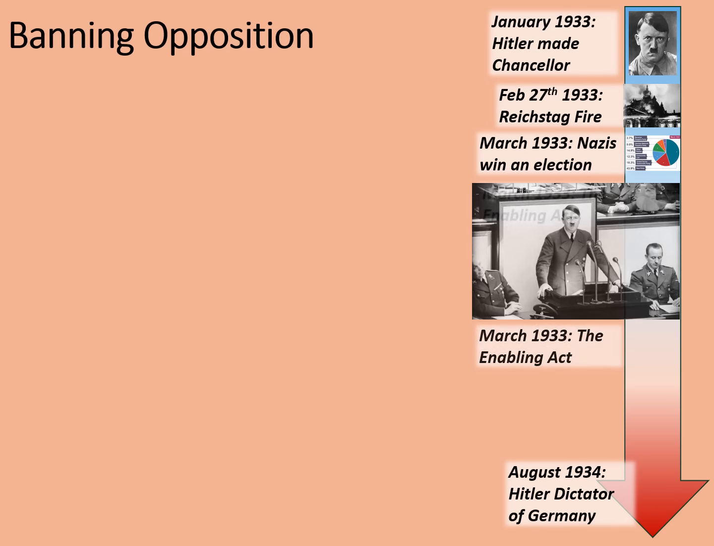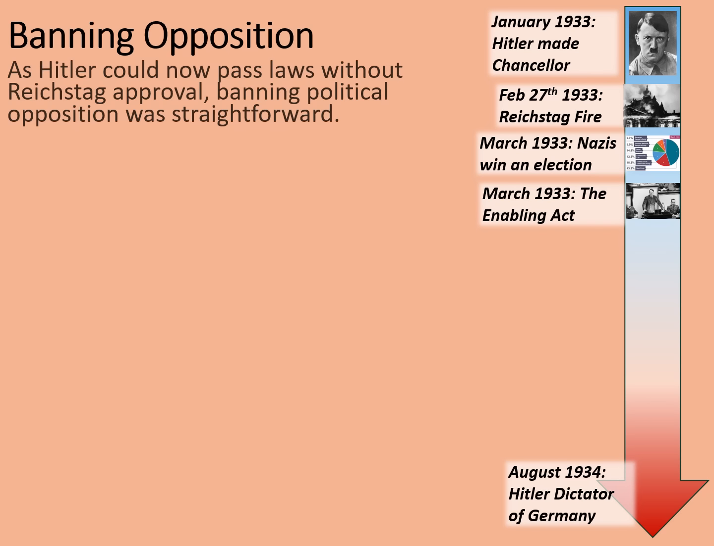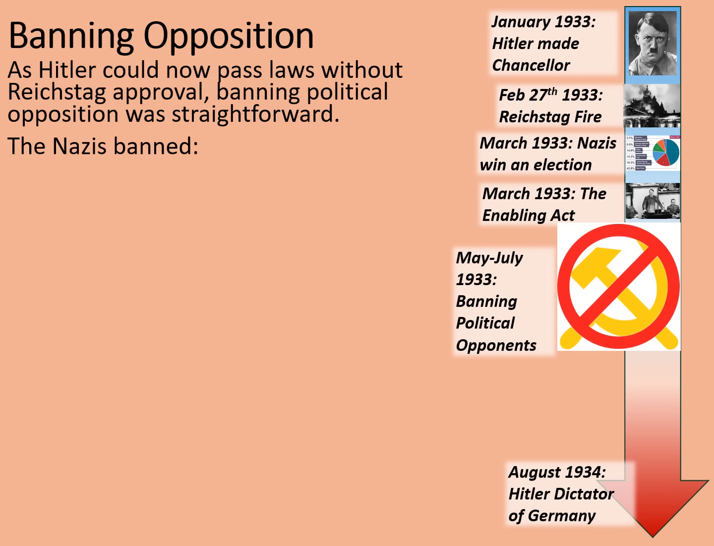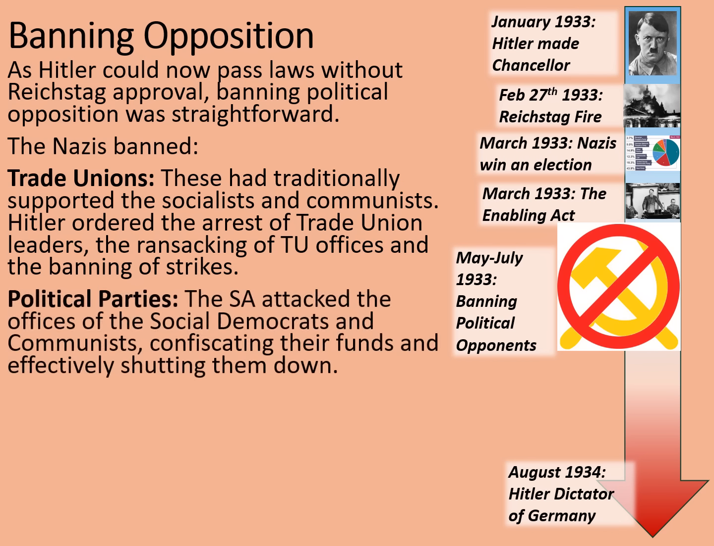Hitler wasn't done yet though. He used the Enabling Act to set about banning opposition. As Hitler could now pass laws without Reichstag approval, banning political opposition was straightforward. The Nazis banned trade unions. These had traditionally supported the socialists and communists. Hitler ordered the arrest of trade union leaders, the ransacking of TU offices, and the banning of strikes.